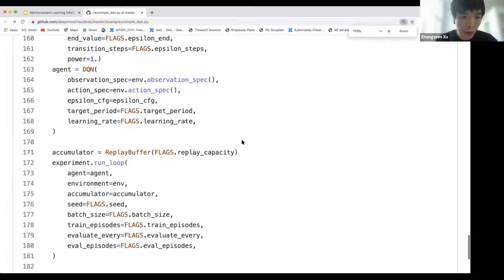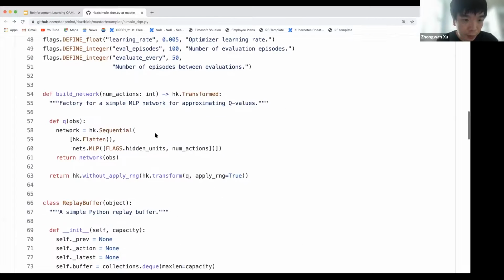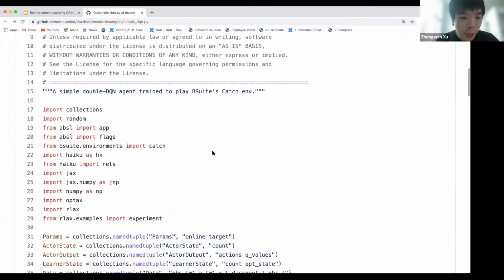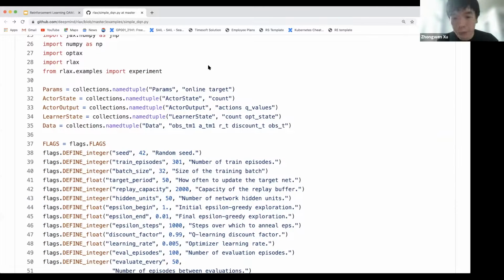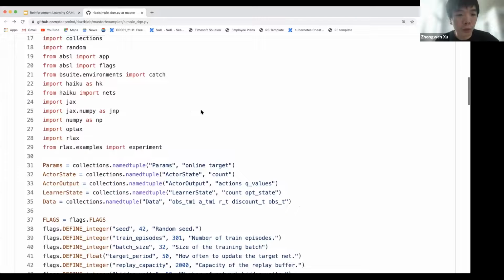Okay. Any high-level questions on the code walkthrough?